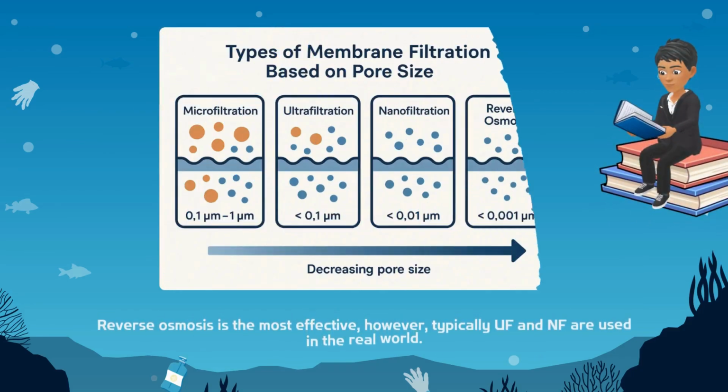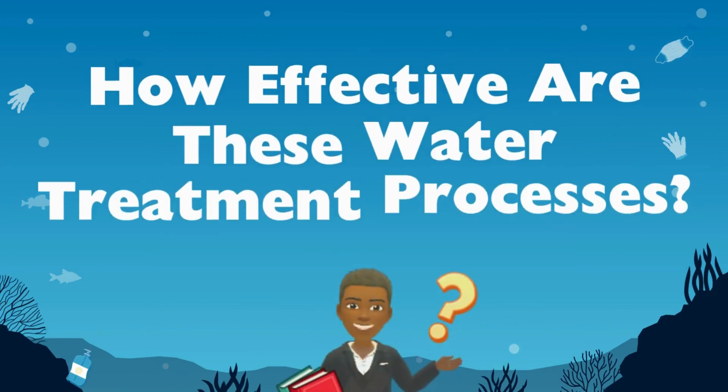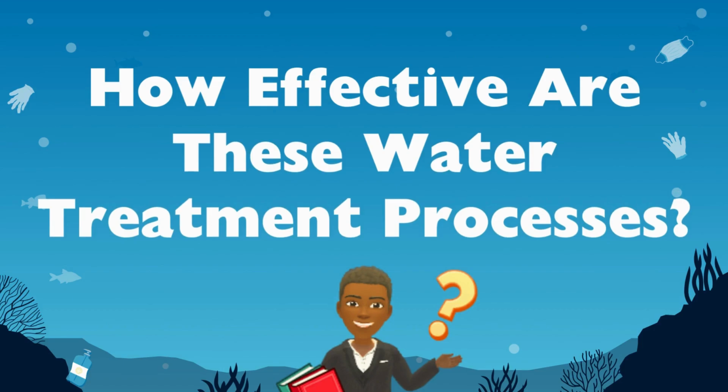As you can see in this image here, smaller pore sizes enable a greater yield of microplastic captures. Therefore, reverse osmosis is the most effective. However, ultrafiltration and nanofiltration are typically instituted in the real world. So now that we've discussed the primary water treatment technologies, as well as some of their advantages and disadvantages, we will now explore the effectiveness of these processes.